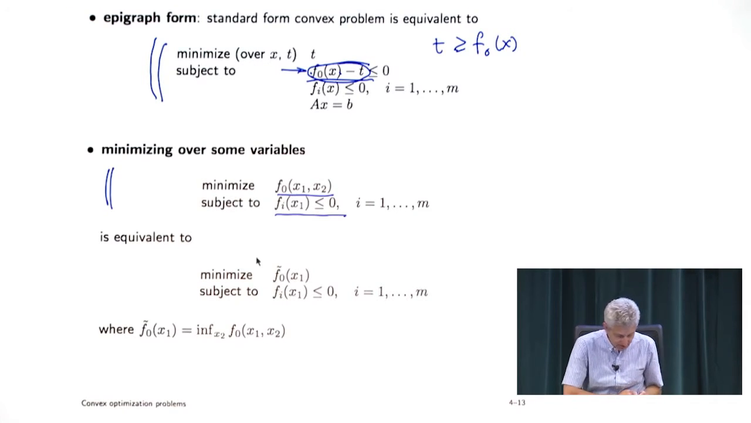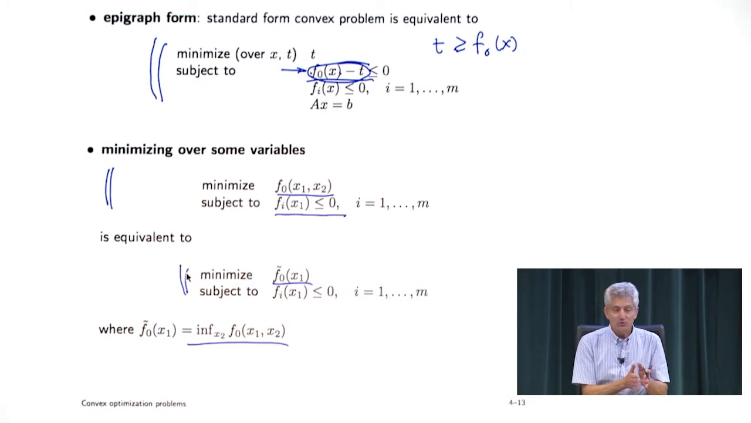So I take f tilde of f0 tilde of x1, right, is this. It's the minimum over x2 of this function. Now that's convex because convexity is preserved under partial minimization. Okay? And then we have a problem that looks like this.